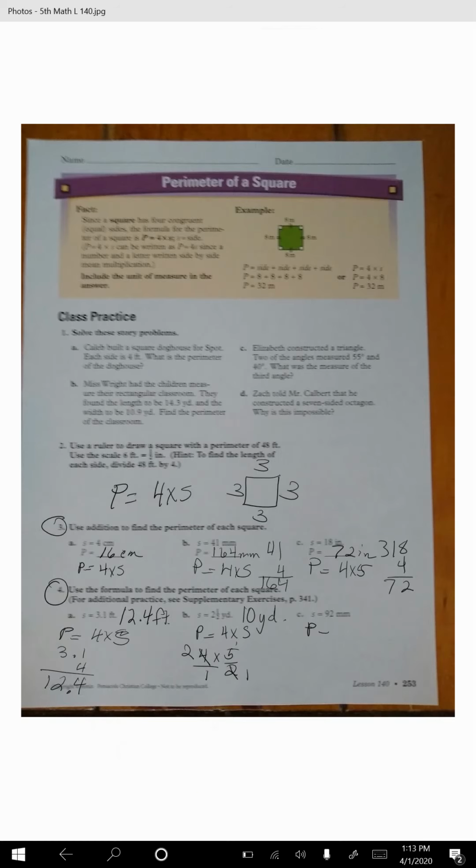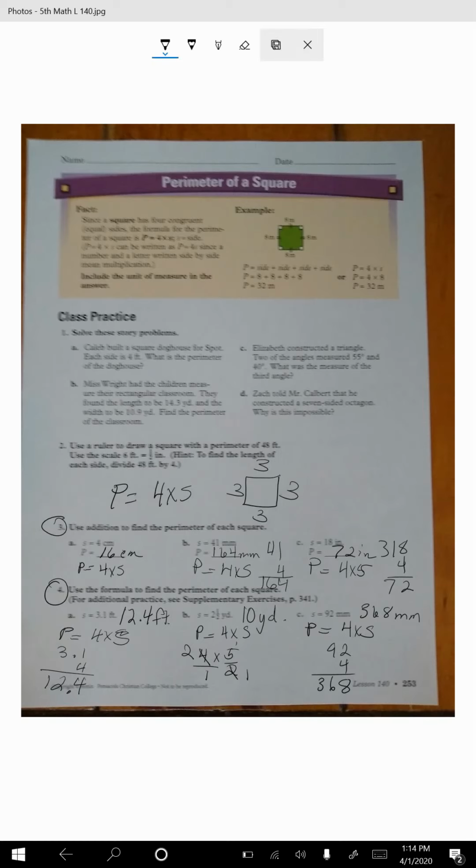All right, perimeter equals 4 times S. One more time down here, and we have 92 millimeters. So 92 times 4 is 368. Well, there we go. Millimeters. Metric doesn't need a period.